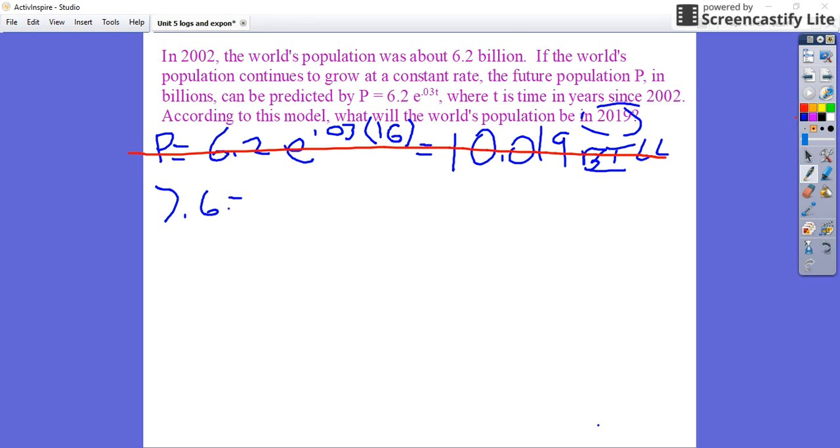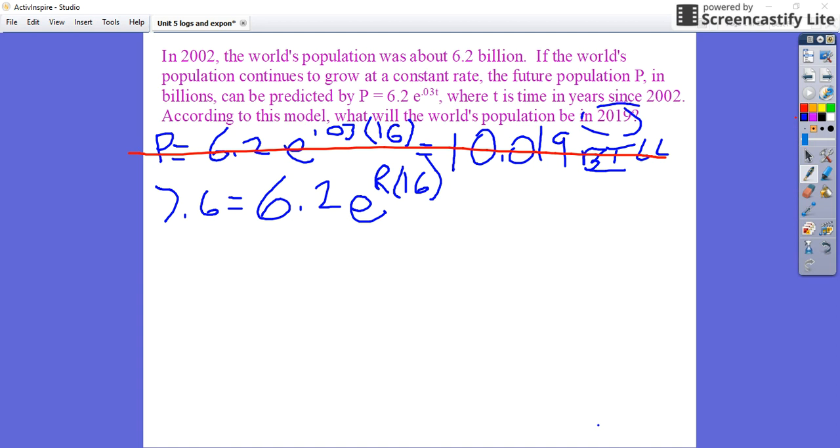So I'm going to put 7.6 as the future value. That's what the population is currently right now. 6.2 was the population we started off at in 2002. E to the point. Oh, well, we don't know the rate, do we? Because the rate is what's wrong here. So it's not point anything right now. It's just R. The time we do know, and that's 16. Now the question then becomes, how do we solve for R?